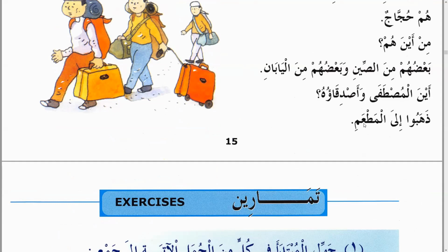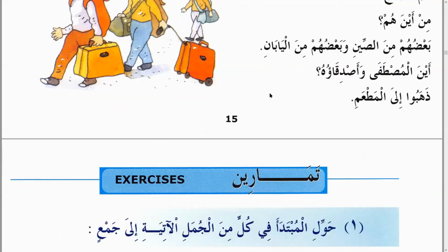Dhahabu ila al-mat'am. They went to the restaurant. So we are learning the new form now. We learned Dhahaba and Dhahabat previously, right? Dhahaba and Dhahabat, she went. Now we are learning the plural form. They went. Now where's the fa'il here? Anyone? Where's the fa'il? Dhahabu. Anyone has an idea here?